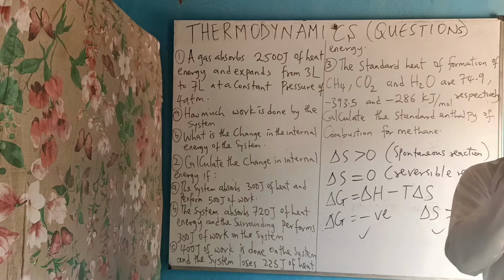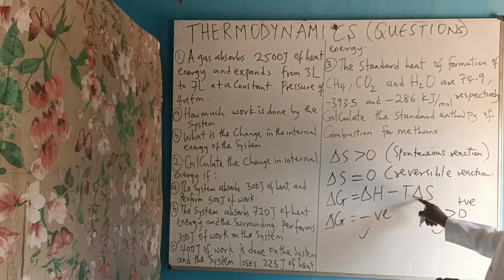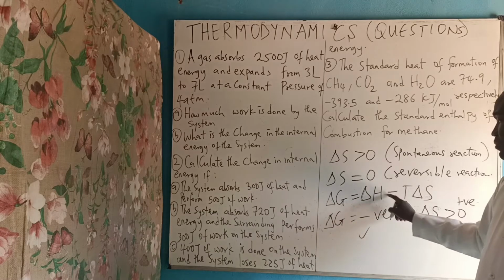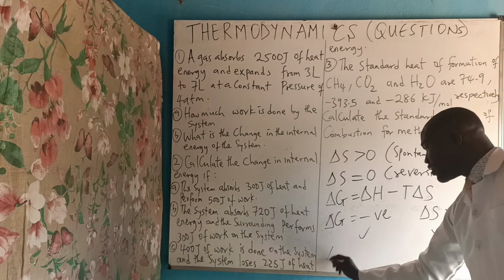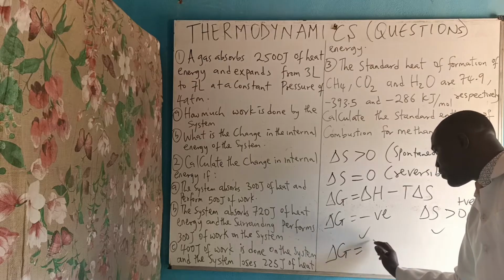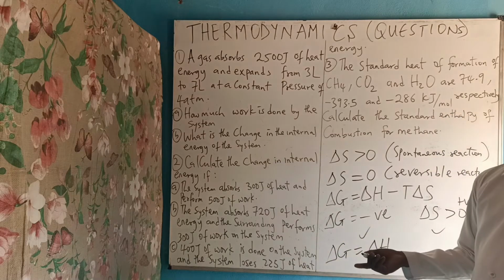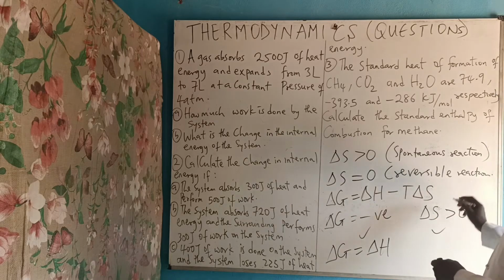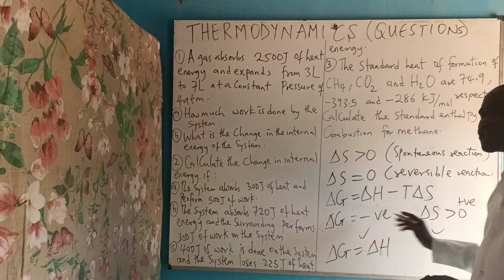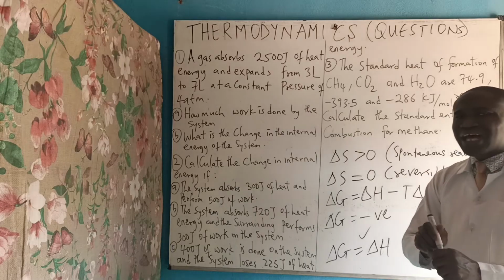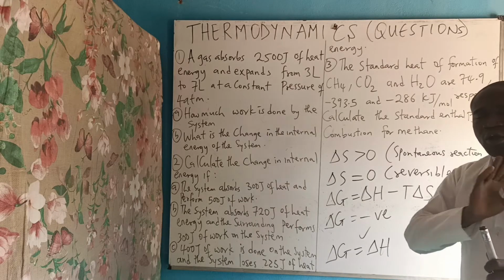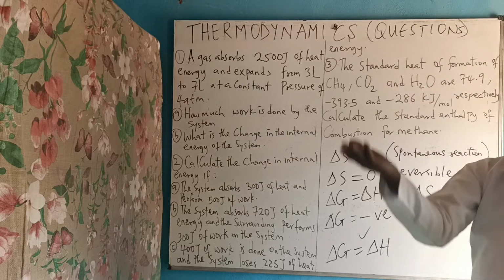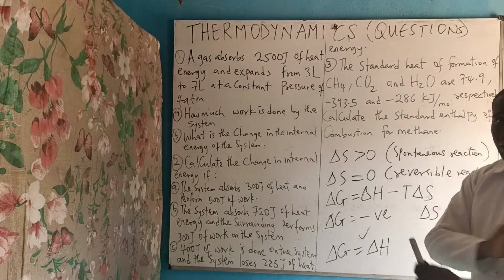But for a reaction to be reversible, that means this is 0. This times T is 0. This minus is 0. For a reaction to be reversible, change in G will be equal to change in enthalpy. That is for a reversible reaction. You get it? This is when the reaction occurs spontaneously or naturally without any force or energy applied to make it occur. That means it will occur naturally.